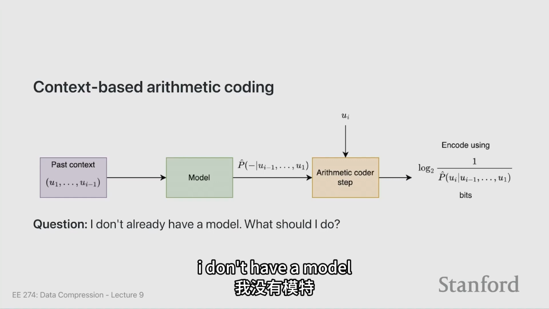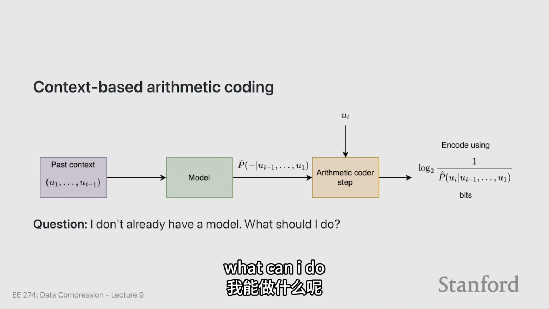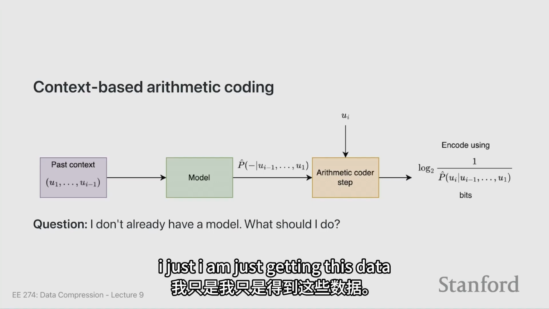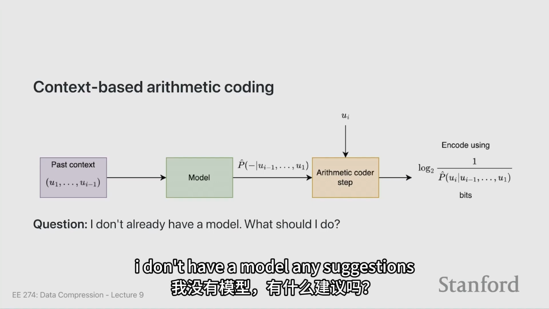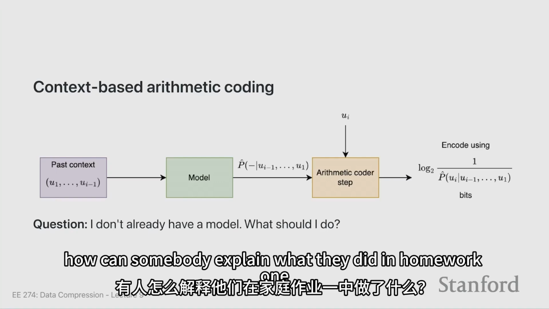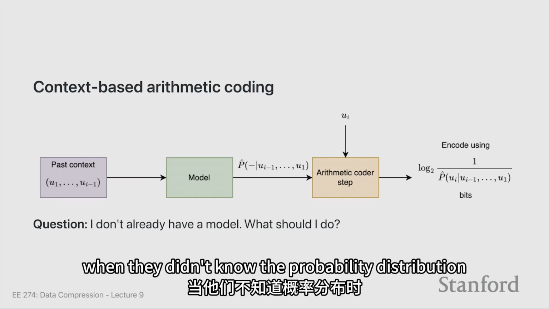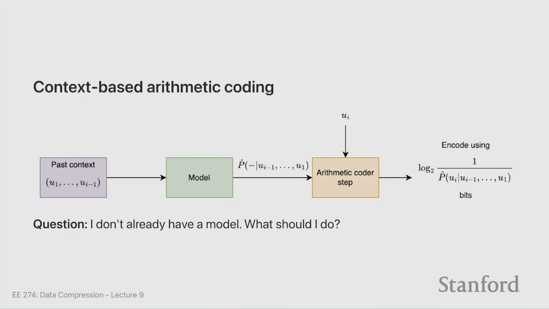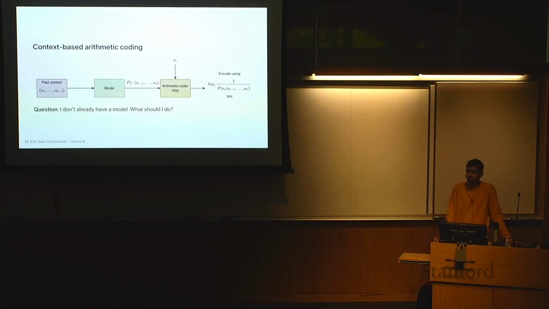I don't have a model. What can I do? I am just getting this data. I don't have a model. Any suggestions? How can somebody explain what they did in homework 1 when they didn't have a model, when they didn't know the probability distribution? The 5th question. I think we did 50 kilobytes, and then we would just do blocks and look at the empirical distribution.